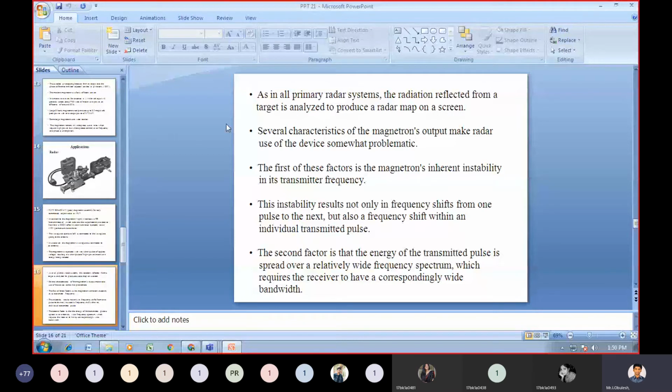The second factor is that the energy of the transmitted pulse is spread over a relatively wide frequency spectrum, which requires the receiver to have a correspondingly wide bandwidth.